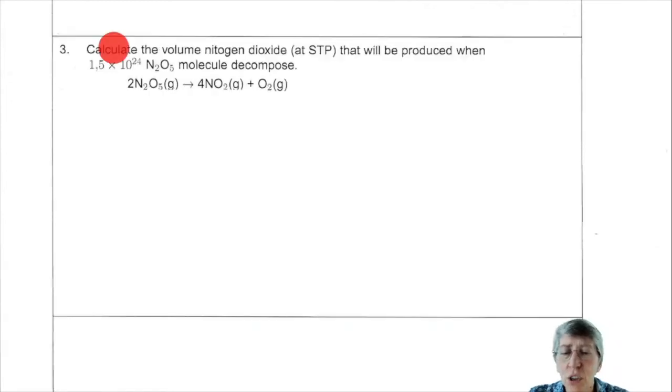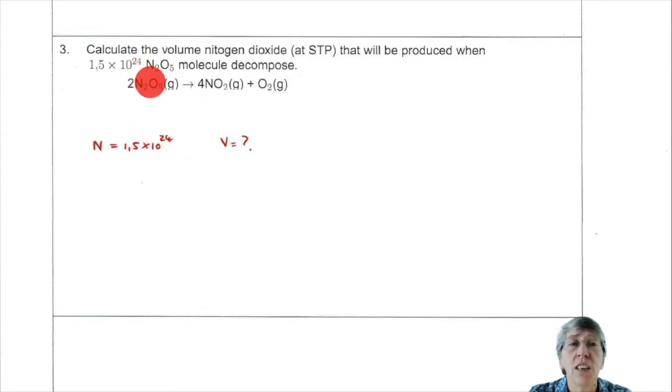In number 3, they asked you to calculate the volume of the nitrogen gas at standard temperature and pressure that will be produced when 1,5 times 10 to the 24 N2O5 molecules decompose. So let's look at what they give you and what they ask. They're asking us for the volume of the nitrogen dioxide, and they're giving us a number of particles there for the N2O5. So now I'll need to convert what they give me to moles, then work with the ratio 2 to 4 to get the number of moles of NO2, and then just convert that to volume.